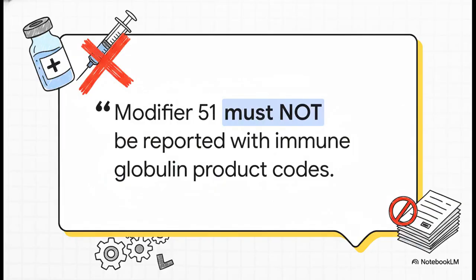And here is the why. The CPT guideline is crystal clear on this. It says do not report modifier 51 with these immune globulin product codes. Why not? Well, it's because the immune globulin is a product, it's a supply, it's not a procedure. Modifier 51 is only for multiple procedures, and a bottle of medicine, well, that's not a procedure. It's a simple difference, but getting it wrong can cause your claims to get denied.